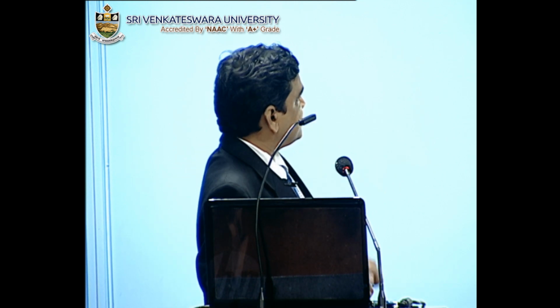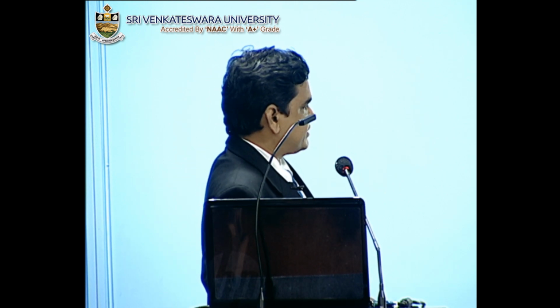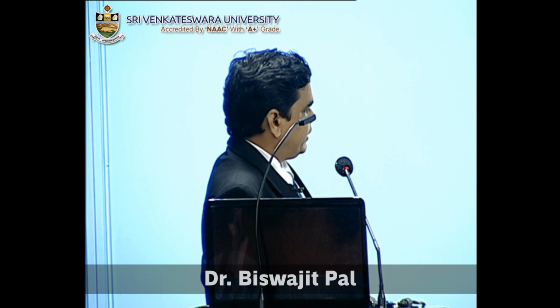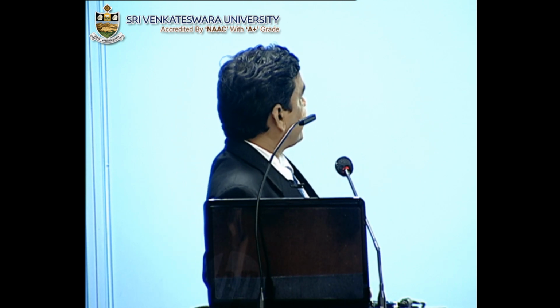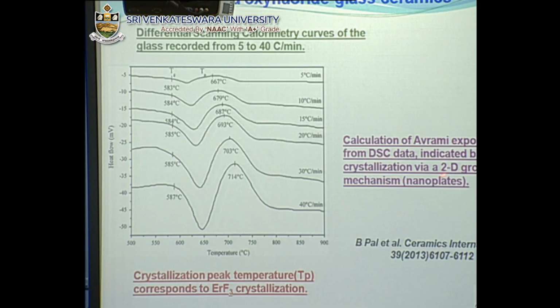Now these are some TEM plots. The TEM and EDX analysis indicate that the phase separated droplets contain erbium fluoride, silicon, oxygen, traces of aluminium, and several erbium fluoride nanocrystals. The size of 9 nanometers are formed. So these are the differential scanning calorimetric thermogram curves recorded at different heating rates, and this peak corresponds to the erbium fluoride. And from the Avrami calculations from the DSC data, we found that the crystallization is by the two-dimensional mechanism, that is the nanoplates.